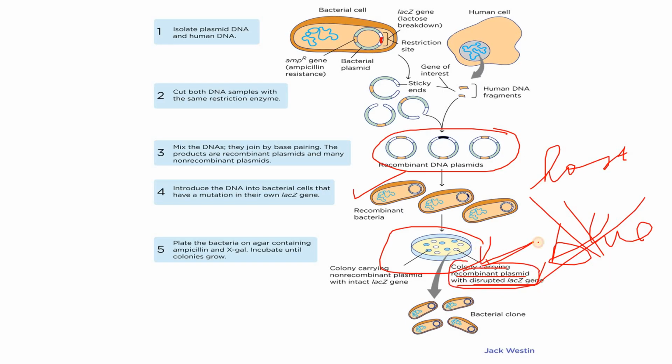Students often get confused that the blue one is the recombinant, but no. The lacZ gene is getting disrupted because of the insertion of our DNA. The blue ones are the non-recombinant plasmids with the intact lacZ gene. So we have to select the white colored colonies for further processing.